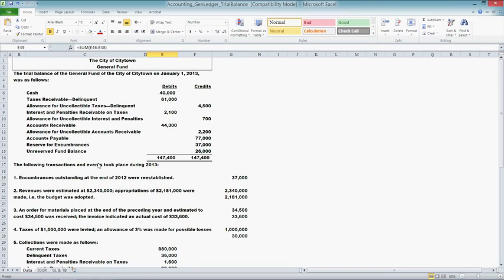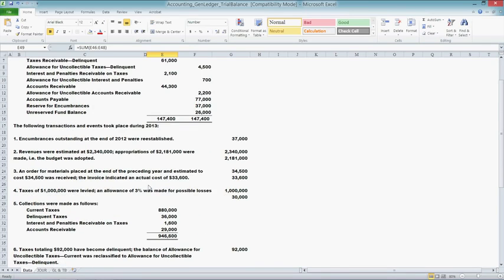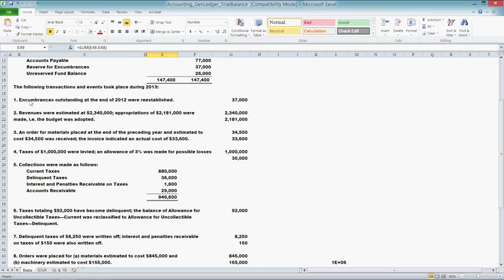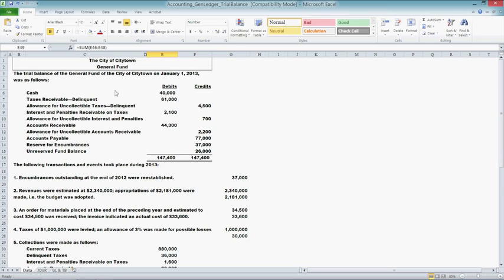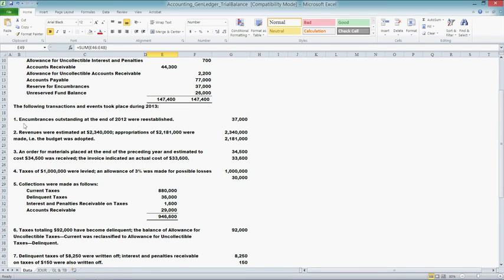But for now, let me just explain how this document works. So notice here the numbers. These are the items that are occurring. These are transactions that took place during 2013, and this is for a hypothetical city of Citytown in the general fund. So let's just do the first one.